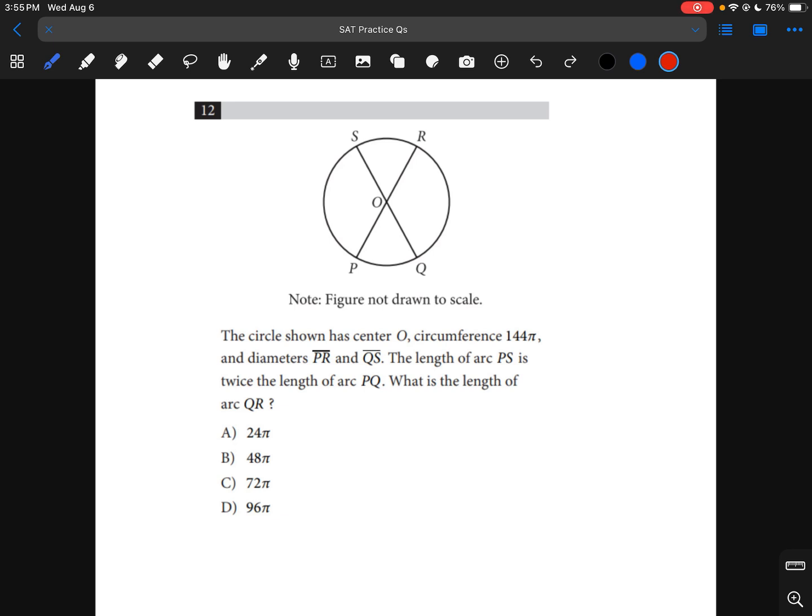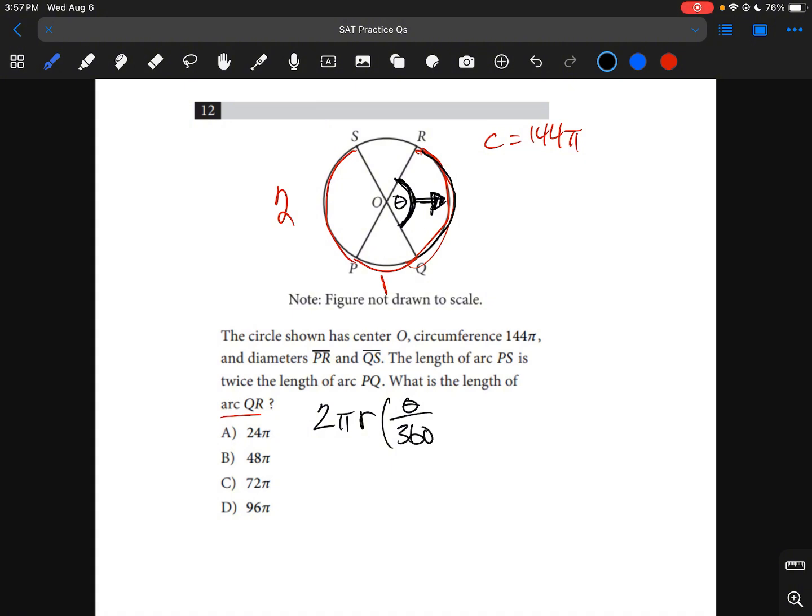Okay, so let's start. We're told that the circumference is 144 pi, and it's telling you that the length of this arc is 2 times that of the length of this arc. So fundamentally what we're solving for is the length of an arc. So what is the equation for that? The equation for that is 2 pi times the radius times theta, theta being the angle of interest, which is the angle pointing at the arc that we want. So since we want the arc QR, you have to find theta on this area pointing towards it, over 360 degrees. All right, so let's start.